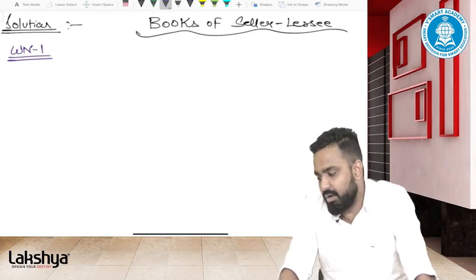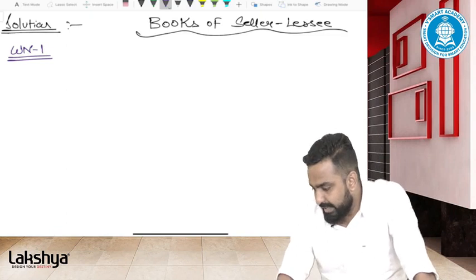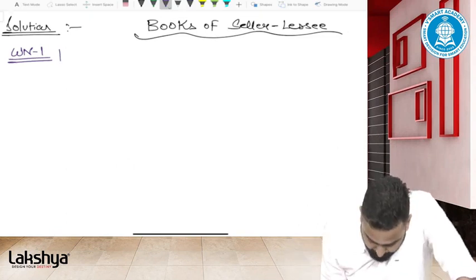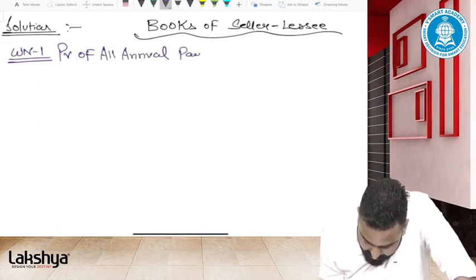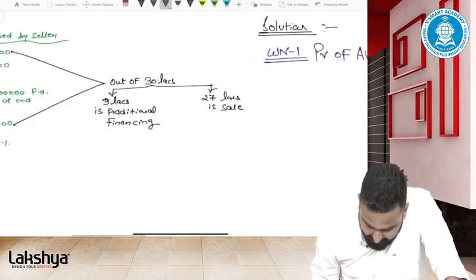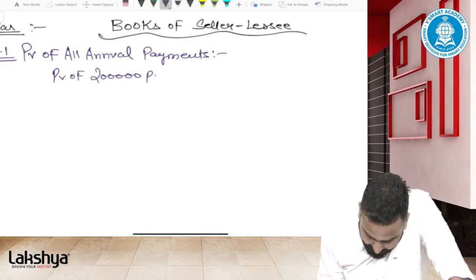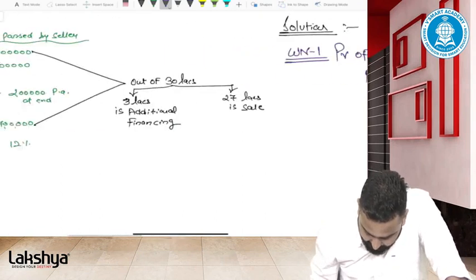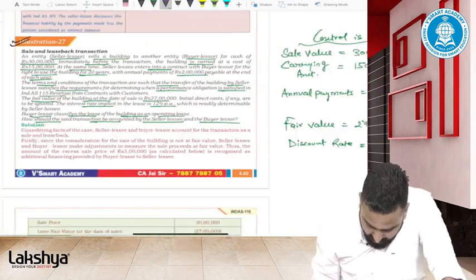Riza is saying present value of lease payment. Very good, Riza. Arya, present value of lease payment. So, present value of all annual payments. The present value of 2 lakh per annum at 12% for how many years?